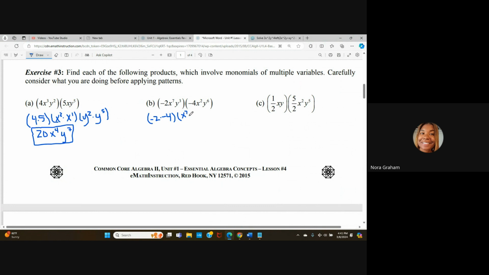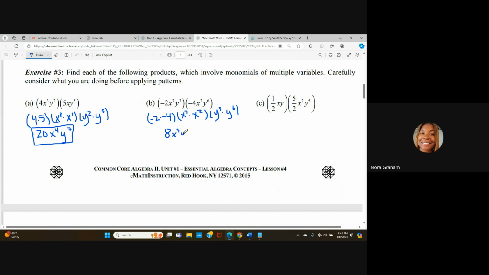Those ones, x squared. And then for my y bases, y to the 3rd times y to the 6th. And now let's add those exponents and simplify everything down. Negative times a negative is going to be a positive. So I'm going to get 2 times 4, which is 8. I add those exponents together. 7 plus 2, 7, 8, 9.